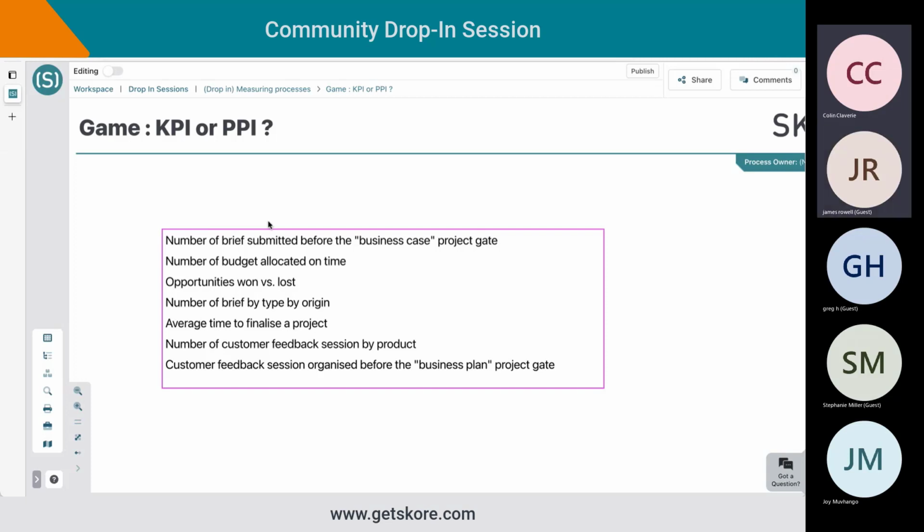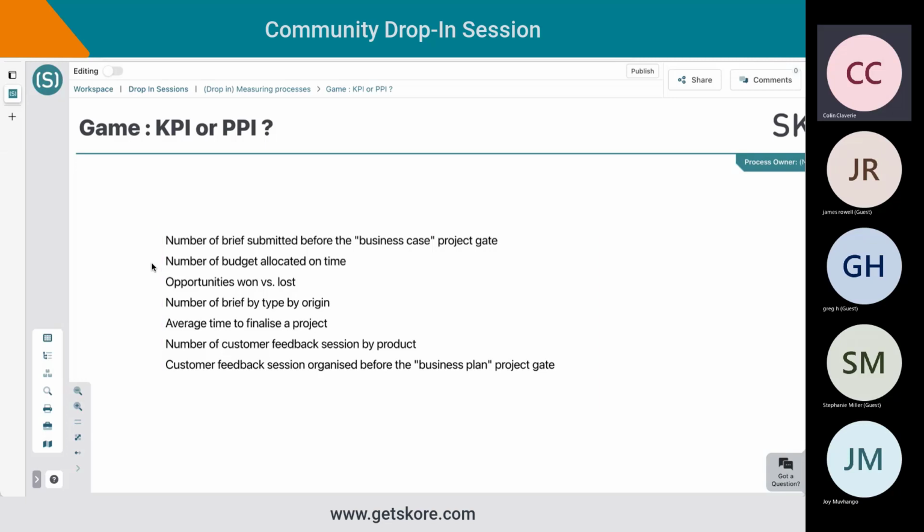So this one is a PPI, right? Here we are measuring the adherence to the process. Out of all the projects that are going through my pipeline, there's a step in my process that says that we need to submit a brief, a project plan, and yes or no, it's been done. Number of budgets allocated on time.